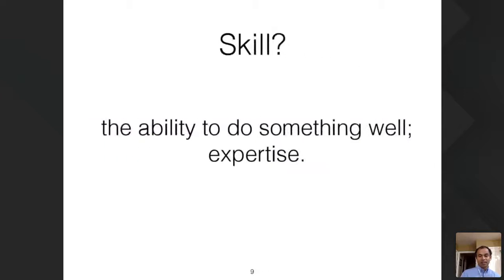Okay. First of all, what is a skill? A skill is defined in the dictionary as the ability to do something really well, an expert. When they call you an expert in something, that means you have learned a little bit more than others in that area.